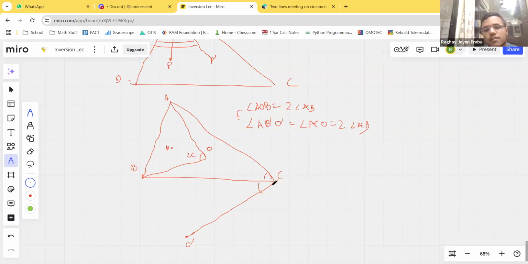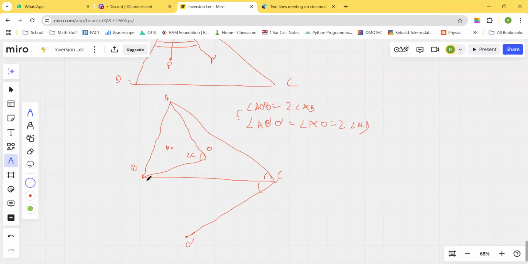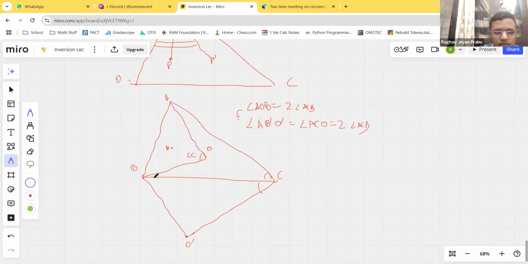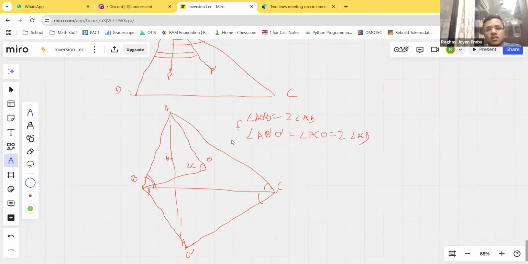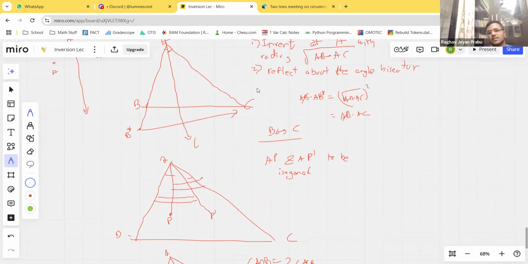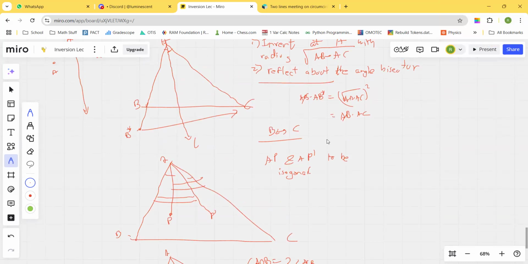Is your doubt cleared? Or were you trying to say something? Got it. Okay. Now the same thing will happen for B also, right? These two angles will also be equal. So essentially, O just becomes the reflection of A in BC. Does everyone get this? Why is AO dash not collinear? Sorry, it's not collinear because we are also reflecting about the angle bisector, right? Okay, got it.